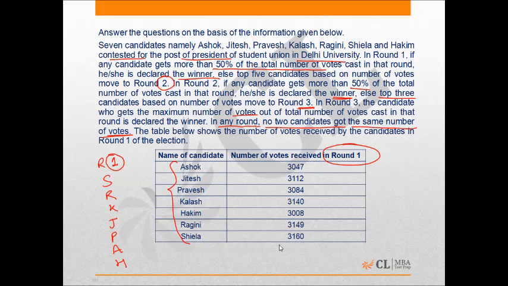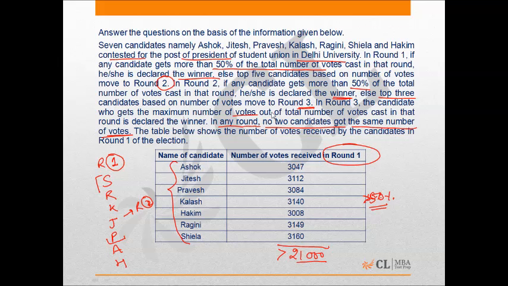Now when you add up all these votes, you will get a number greater than 21,000. So we can clearly see that no candidate in round 1 has received more than 50% of the votes. So the top 5 candidates, from Sheila to Pravesh, will move to round 2.